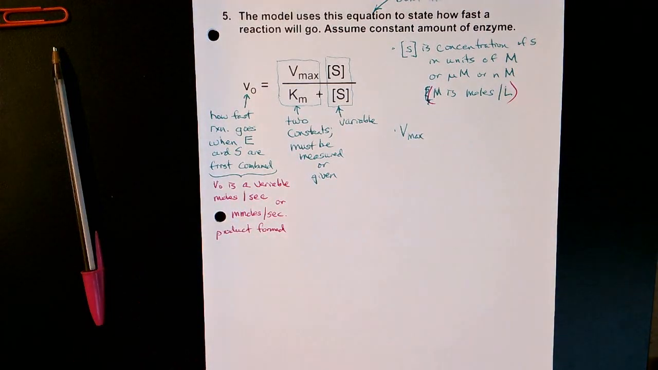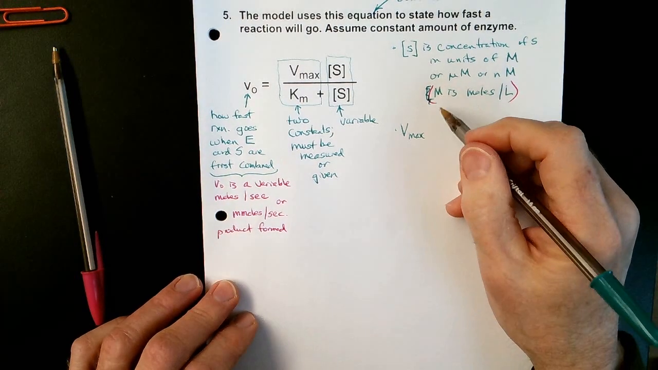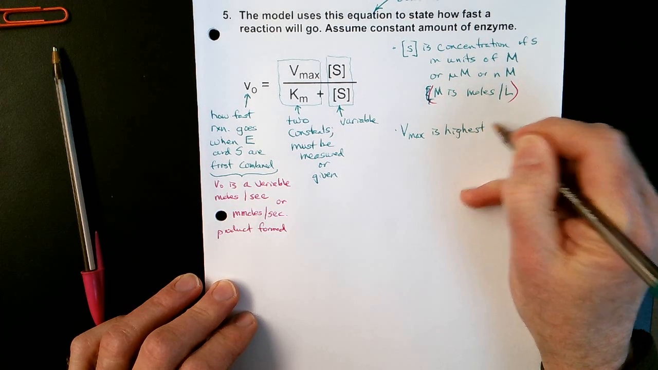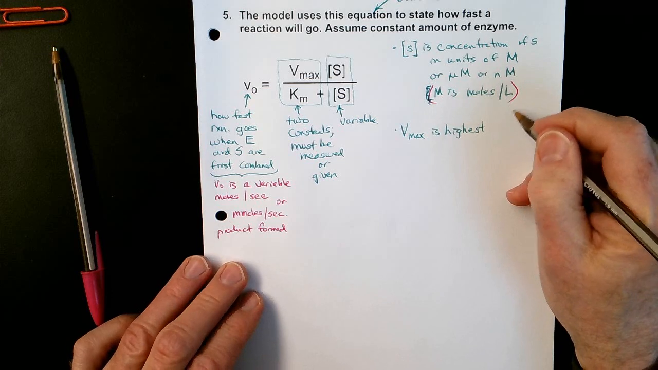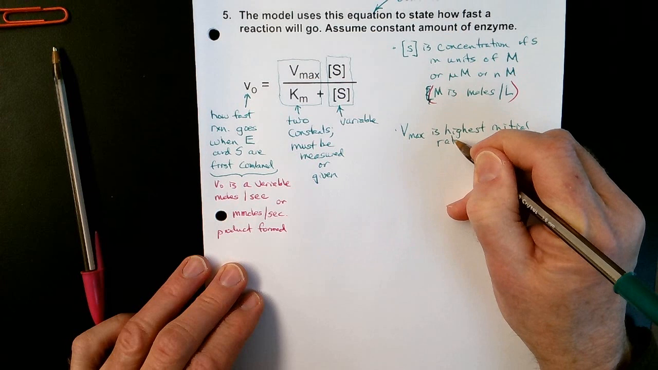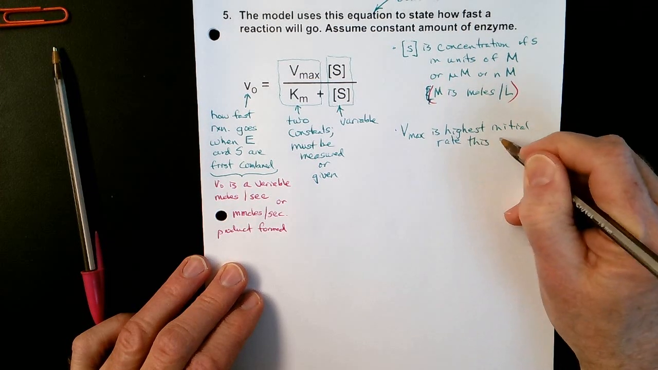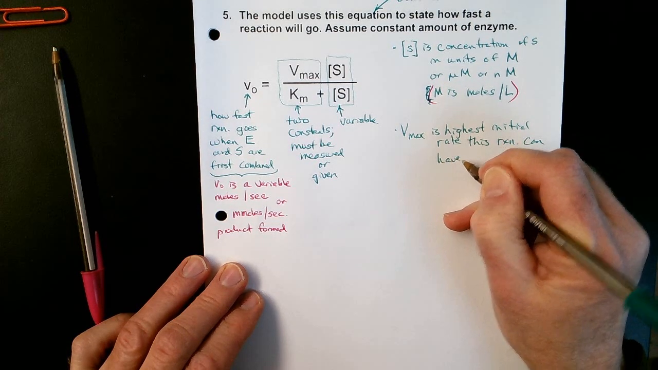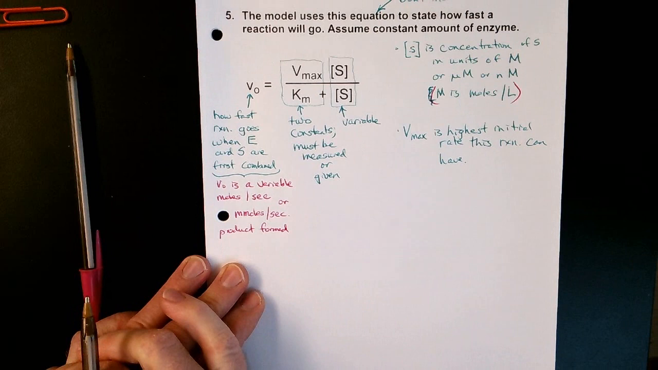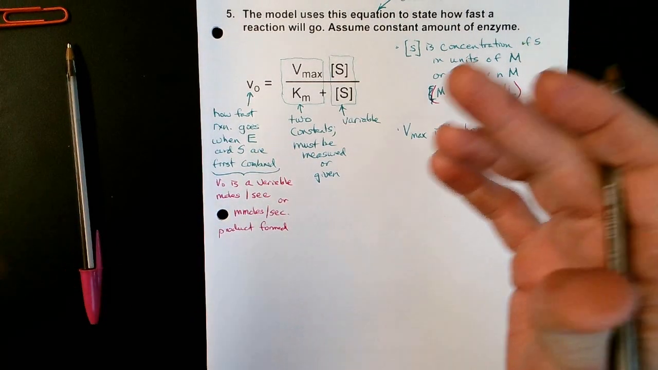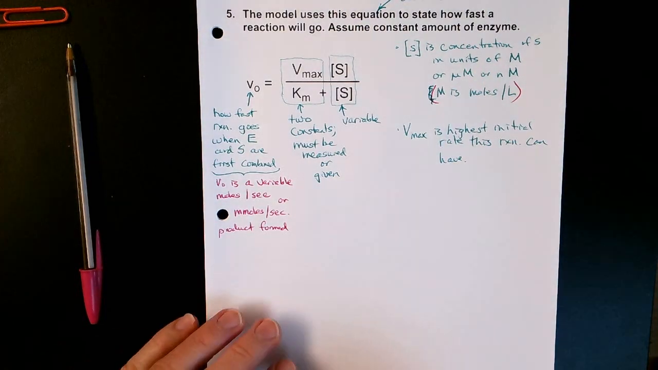Okay, now the next one, Vmax. Let's get into interpreting that. It kind of sounds like what it actually is. This is going to be max. In other words, it's going to be the highest initial rate that this reaction can ever have. Vmax, for this enzyme, for this substrate, all of these conditions, is the best you can ever have.